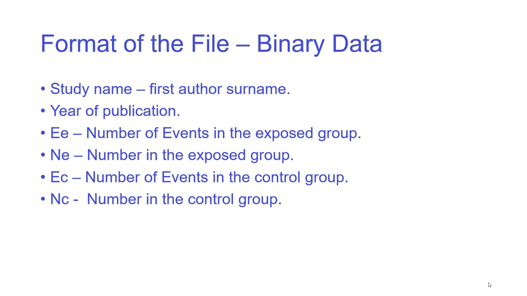So the format is, like before, study name, year of publication. So number of events in the exposed group, number in total of the exposed group, those that have events and don't have events, number of events in the control group, number of total people in the control group. So this is easier to do, you only have 6 columns.